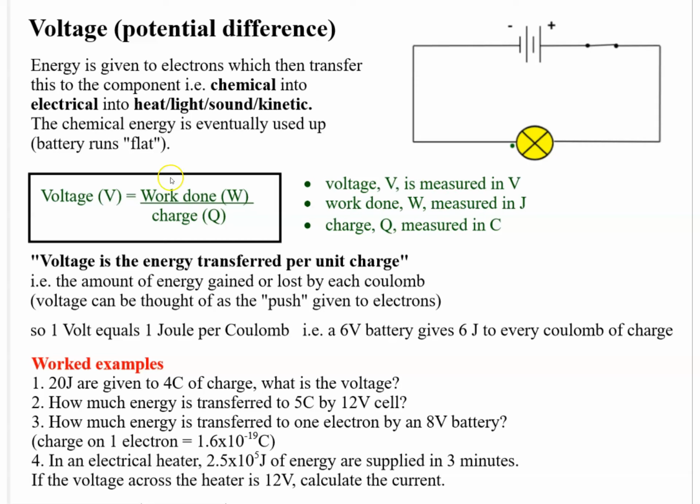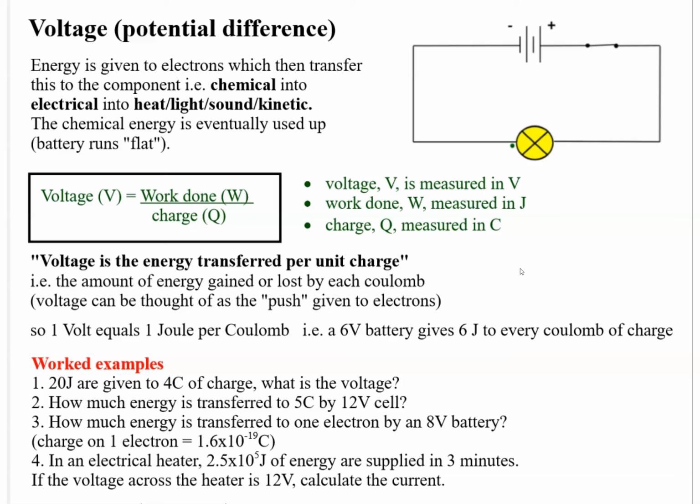So if V is equal to W or E divided by Q, then our definition of voltage is the energy per unit charge, and we tend to say the energy transferred per unit charge. We can think of voltage as the push given to electrons to make them move around the circuit and to give them energy which they're going to transfer to other forms.